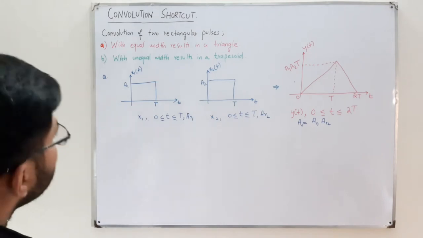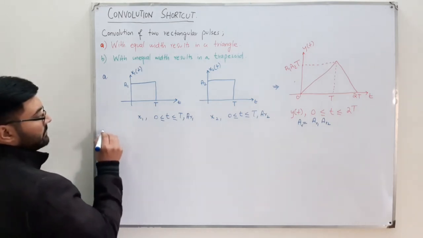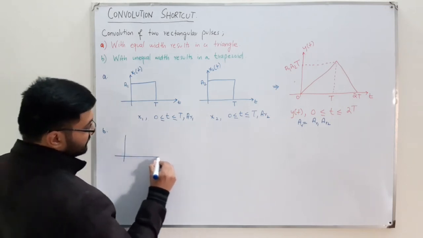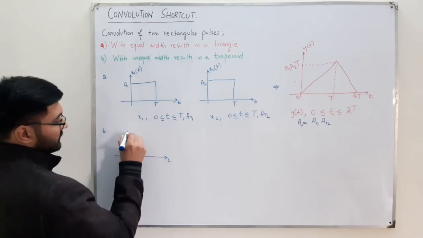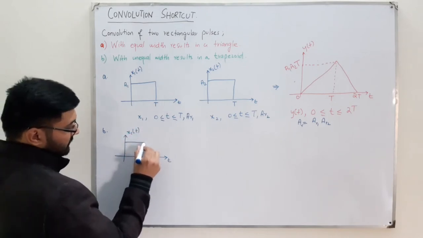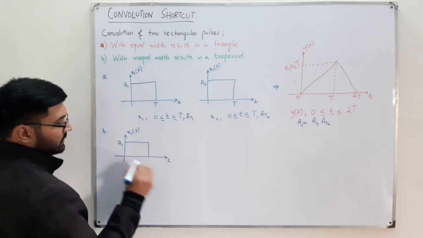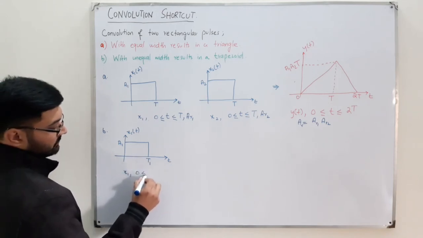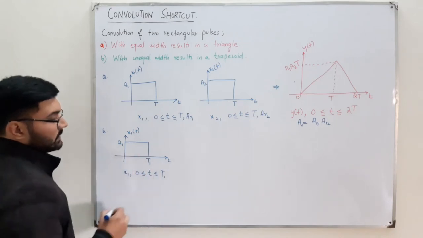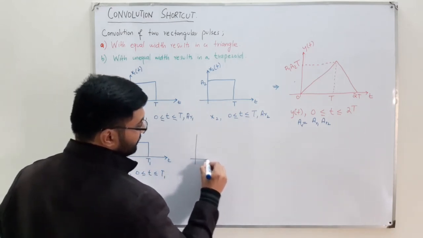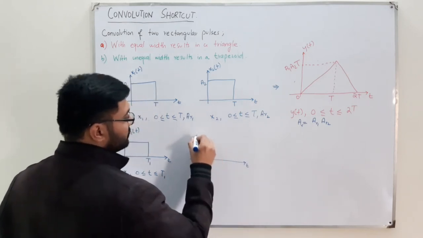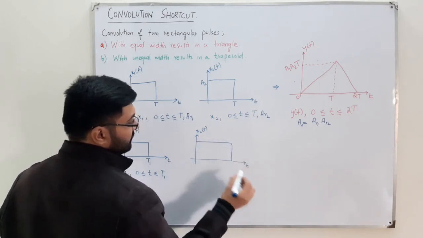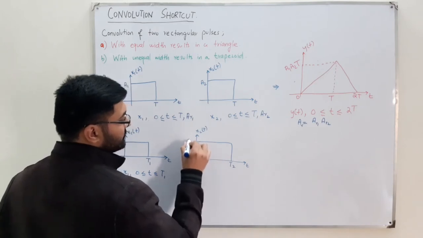Now, the next case, case number B. In case number B, what do we have? We have an unequal width. So let's say my X1 of t is this signal, having an amplitude A1, non-zero till T1. And you have another signal, X2 of t, which is non-zero till T2. The amplitude is A2.